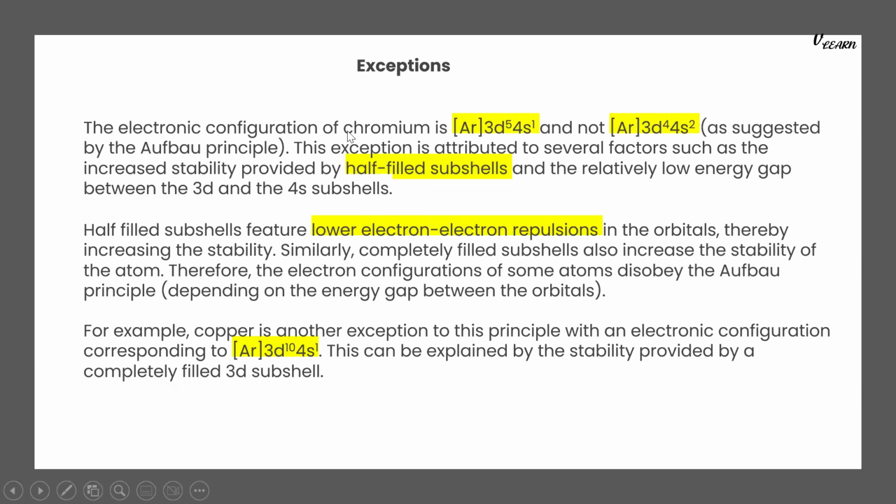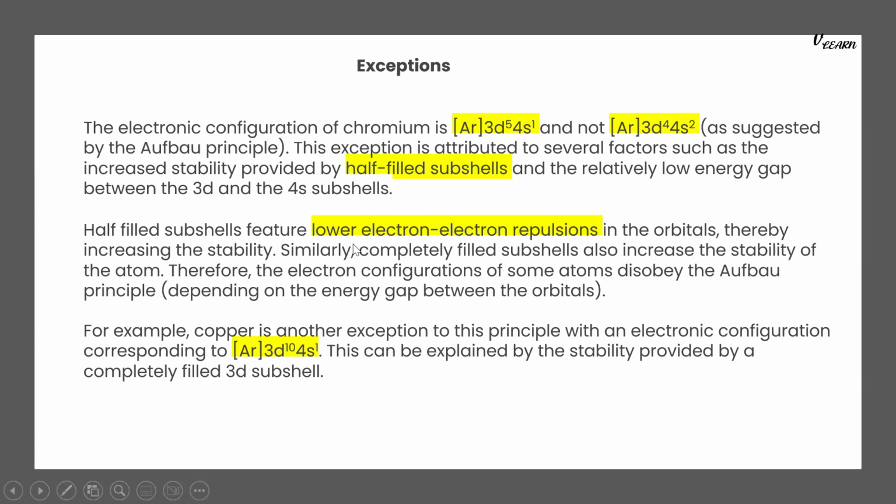An exception is chromium. The actual electronic configuration as per the Aufbau principle must be 3d4 and 4s2. But to attain extra stability, since atoms always try to attain stability rather than being unstable, one electron from the 4s orbital will be moved to the 3d orbital just to attain half-filled subshells, which will increase the stability of the atom.